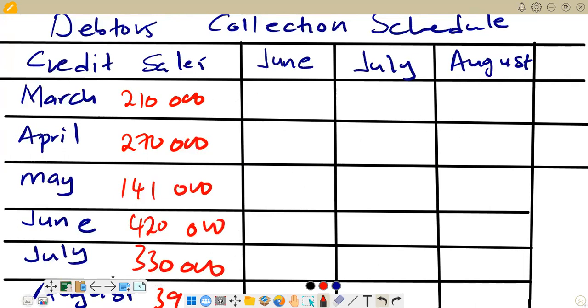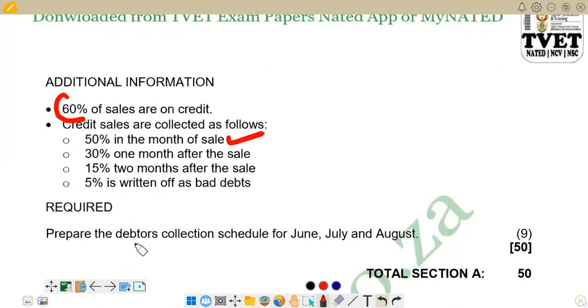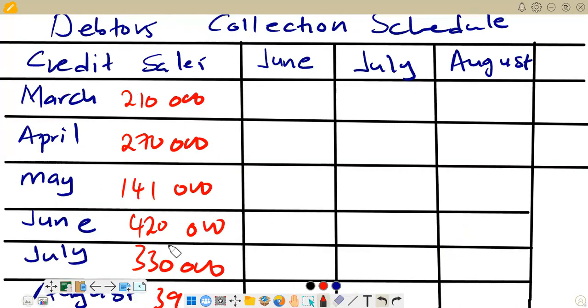The question specifies that we prepare the data collection schedule for June, July, and August. So these are the 3 months that we are supposed to show in the data collection schedule, which is June, July, and August. So within the scope of the question, we don't have a column for March. So this one, we skip it. Then April, 50% of 270 will be received in April, but we don't have April here. So we skip that. May, again, we don't have May here.